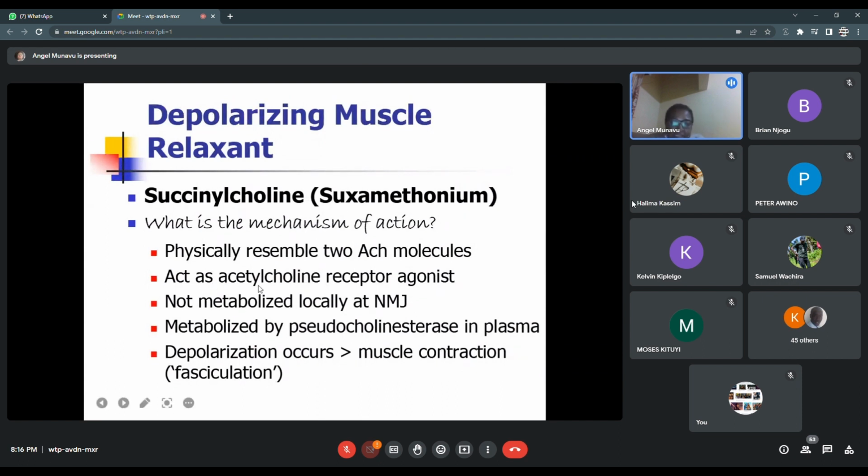Succinylcholine is not hydrolyzed, or not metabolized, locally at the NMJ. So what happens is that this succinylcholine is metabolized by an enzyme we call pseudocholinesterase, which is usually found in plasma.